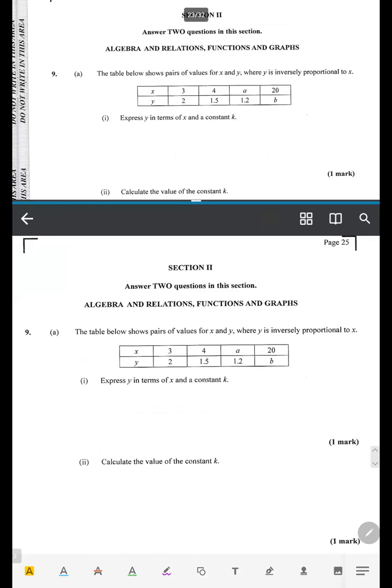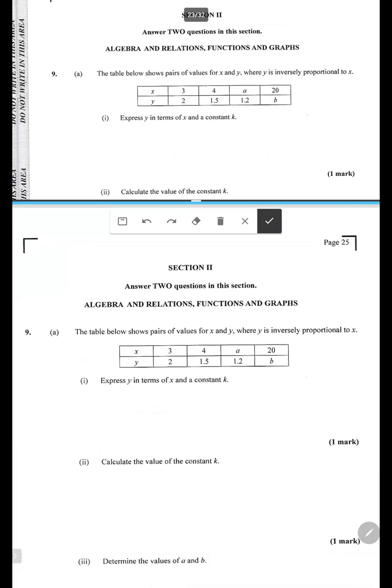Question 9. So I see that table. I know it's a proportions question, a variations question. This question says the table shows the pairs of values for x and y where y varies inversely. Y is inversely proportional to x. Remember, inversely means k over. So express y in terms of x and k. Simple as that. Y equals k divided by x.